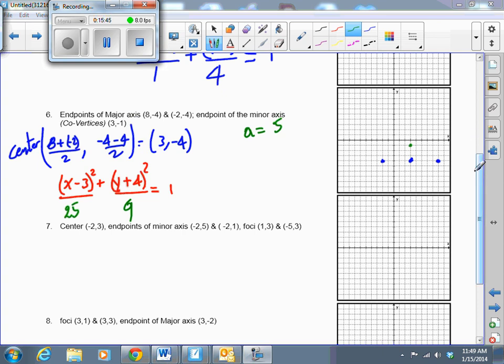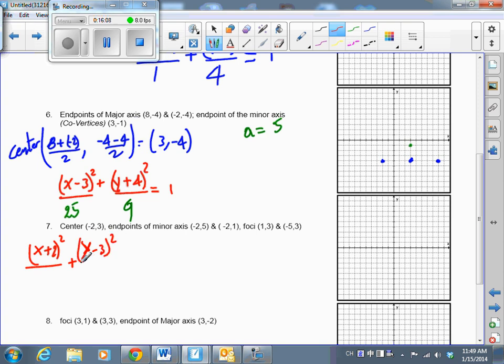Let's look at it. But this time they gave you the foci. Gotta be careful. The foci is no longer A or B, it's now C. Now the center allows me to write more than 50% of the equation. (x + 2)² over something plus (y − 3)² over something is equal to 1, right? Let's plug in the center. The center is at -2, 3. Meaning here, right?